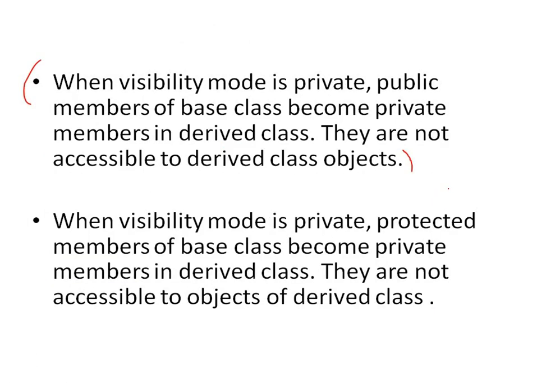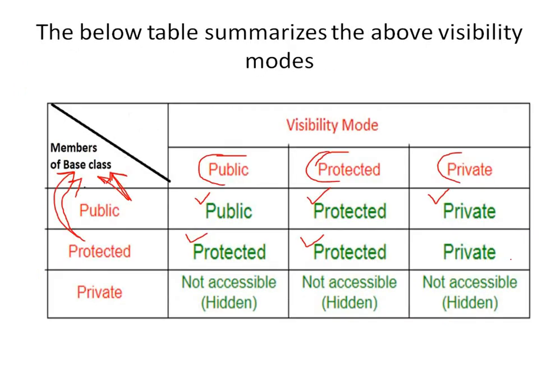Next point. When visibility mode is private, protected members of the base class become private members in the derived class. They are not accessible to objects of derived class. Now let us go to the table. Now look here. When the visibility mode is private, the protected members of base class become private members in derived class.